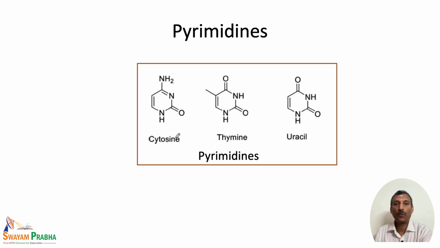Here some of the pyrimidines are given. Cytosine, thymine and uracil are the examples of the pyrimidine unit that is present in both DNA and RNA.